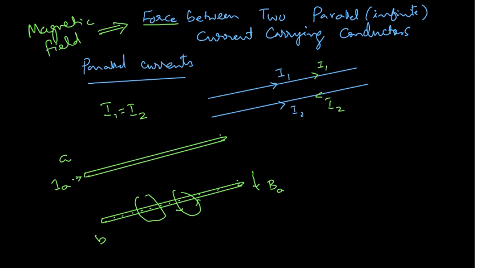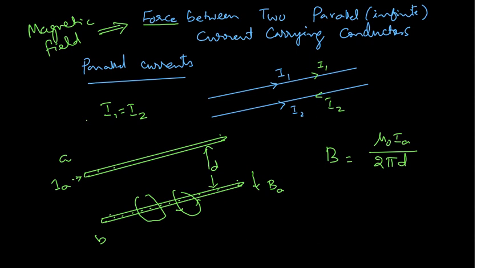Okay, now consider the other part. So we need to get the expression for BA. If we consider the distance between them to be d, then BA is equal to mu naught IA divided by 2 pi d, because it becomes the radius, isn't it? So here, for the parallel conductor also, this is what your radius is.